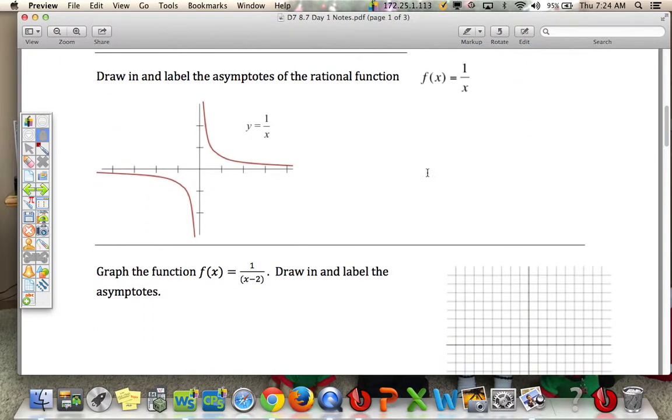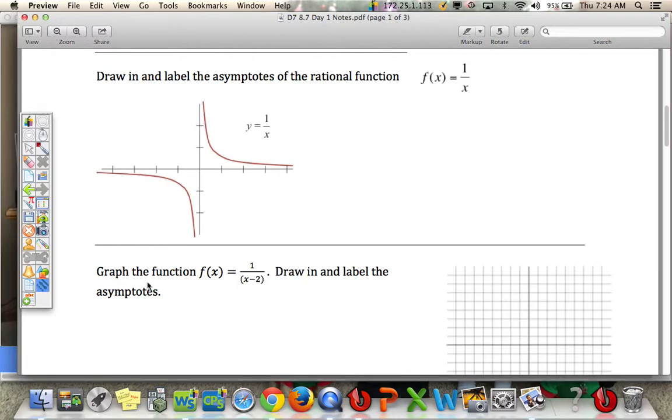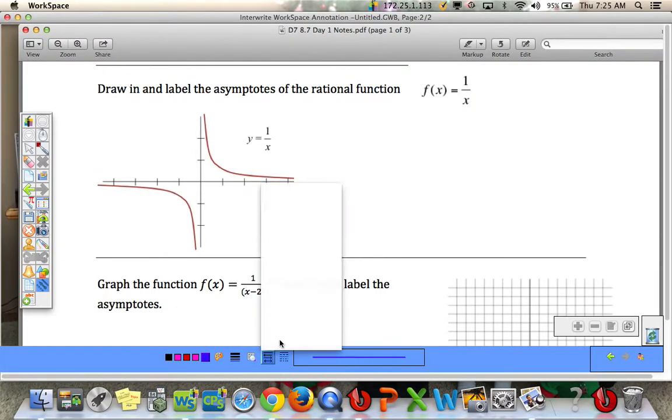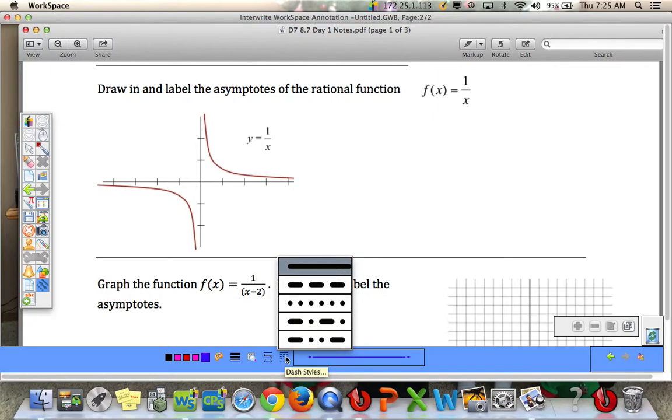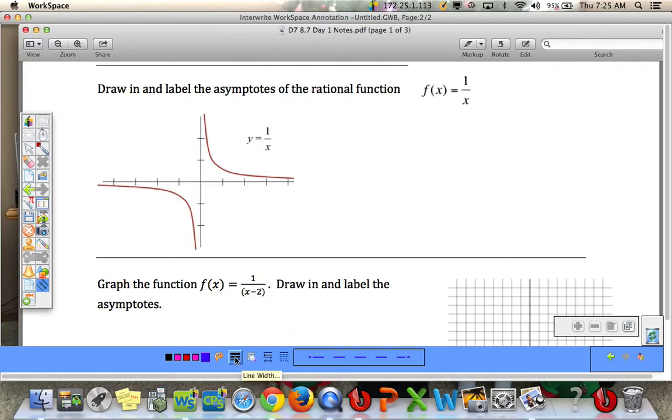Here was the parent function we've been looking at the last several days. Y equals 1 over x. And if we draw in the asymptotes, usually they're dashed lines because they don't really exist in the graph. So the first one would be this vertical asymptote. And that vertical asymptote has an equation of x equals 0. There's also a horizontal asymptote. So that horizontal asymptote would be y equals 0.